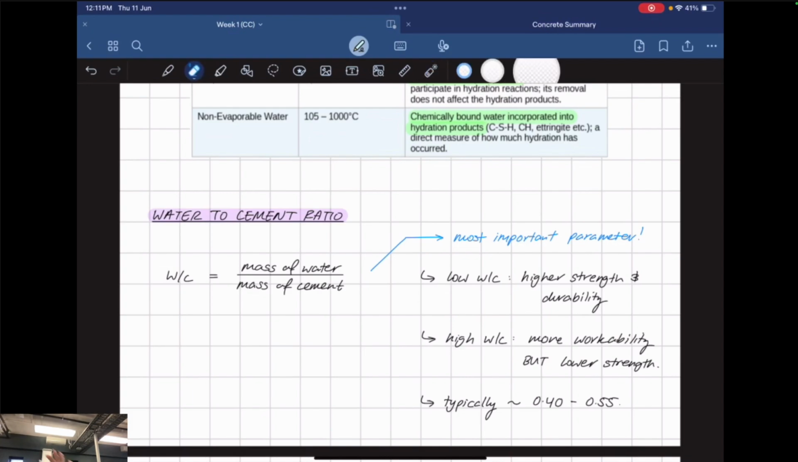If you have too high a water to cement ratio, it's more workable and easier to pour on site, anything like that. However, the strength decreases, so you're sacrificing strength for workability. Typically we have it between 0.4 and 0.55.